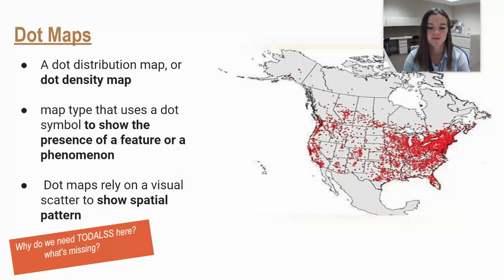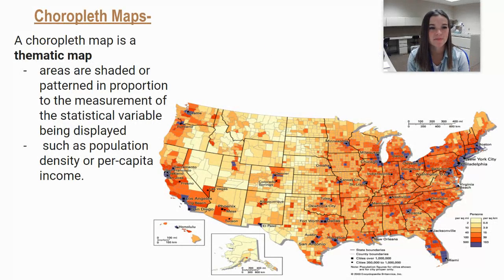Next, we have choropleth maps. Okay, it's kind of a funny word. A choropleth map is also referred to as a thematic map. Our book refers to them as both choropleth and thematic. These are areas that are shaded or patterned in proportion to the measurement of a statistical variable being displayed.